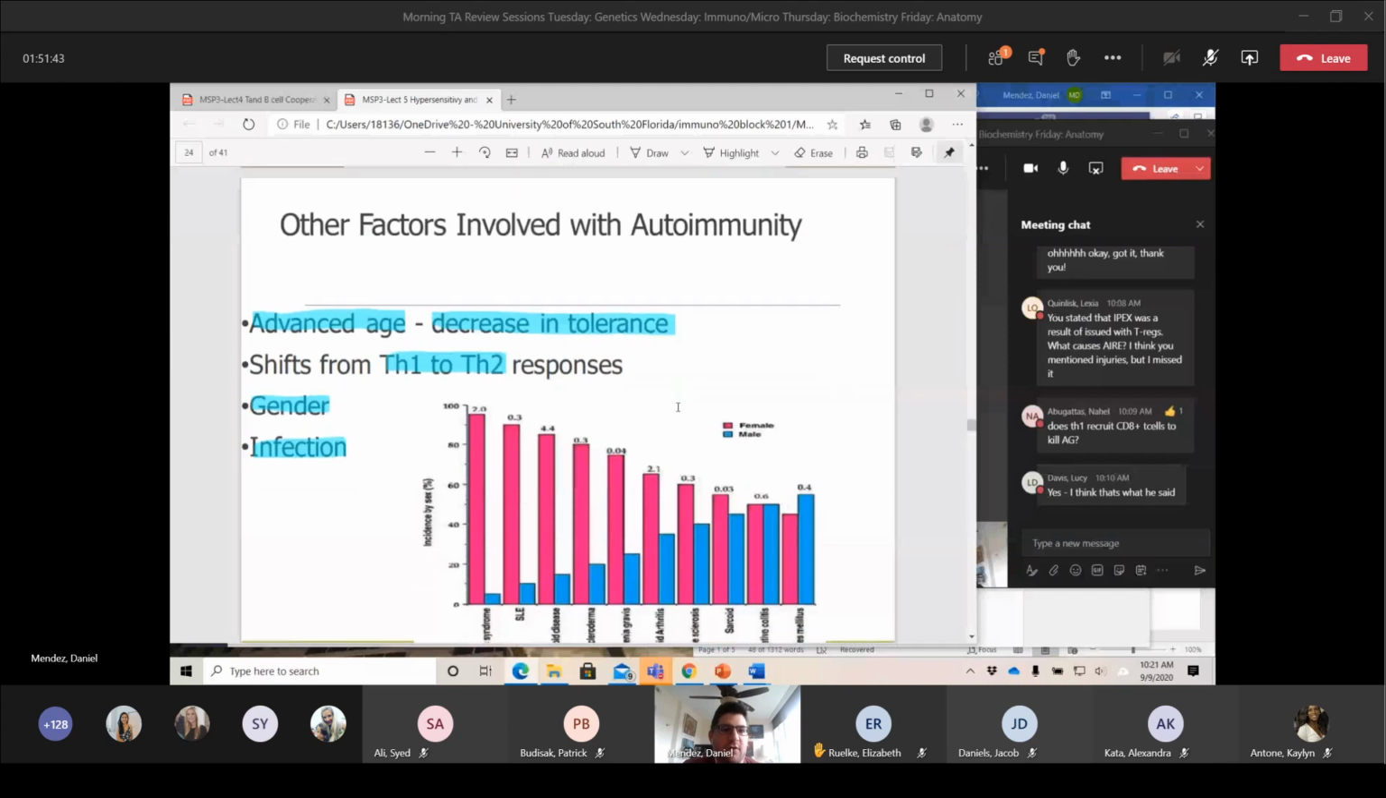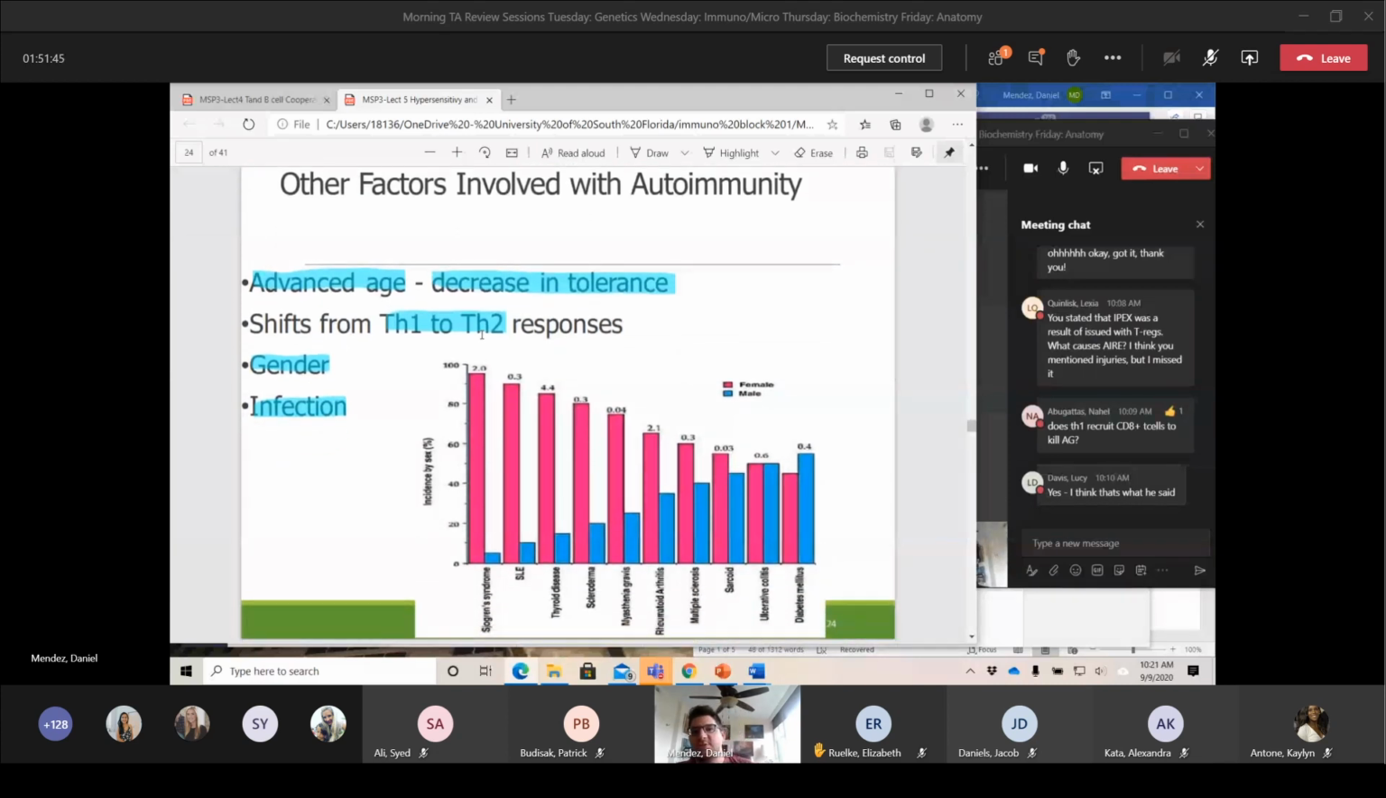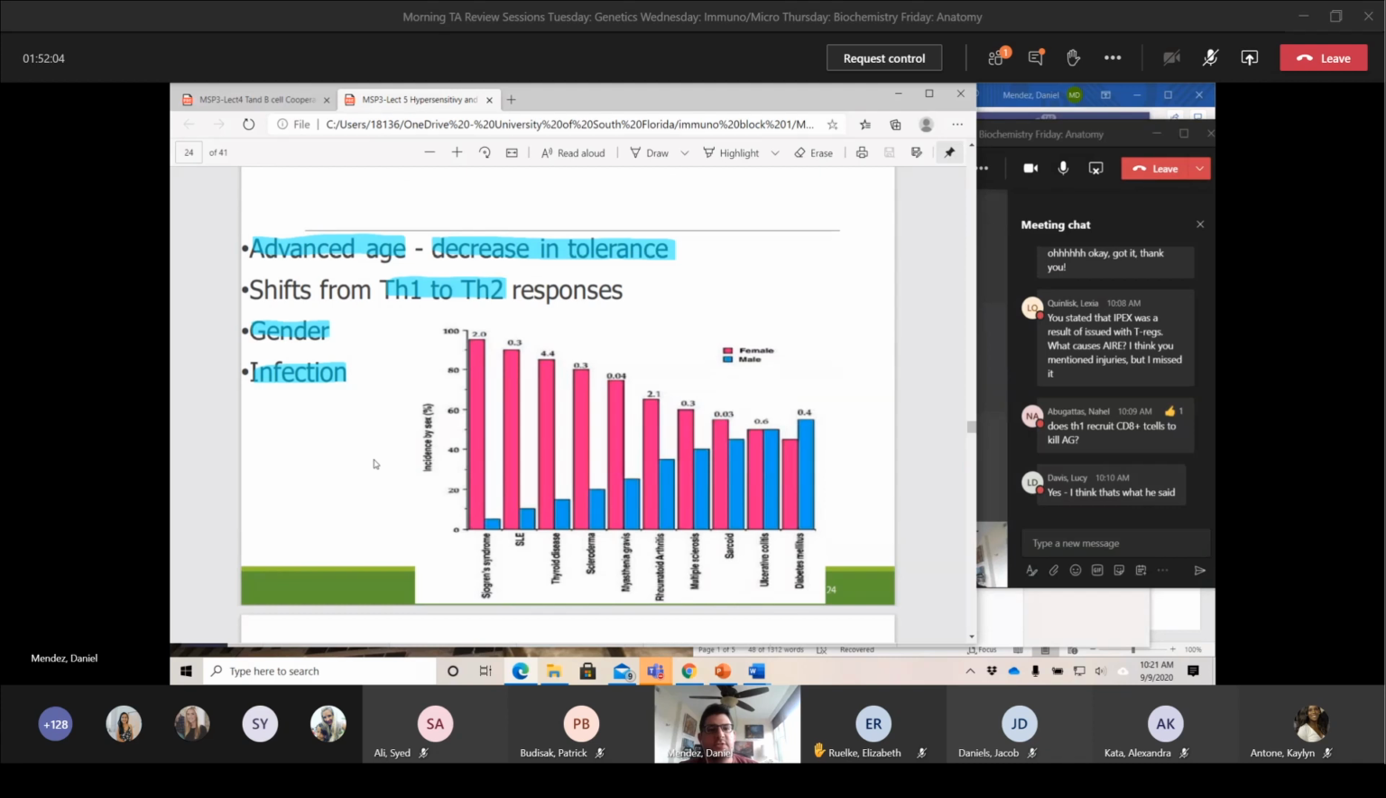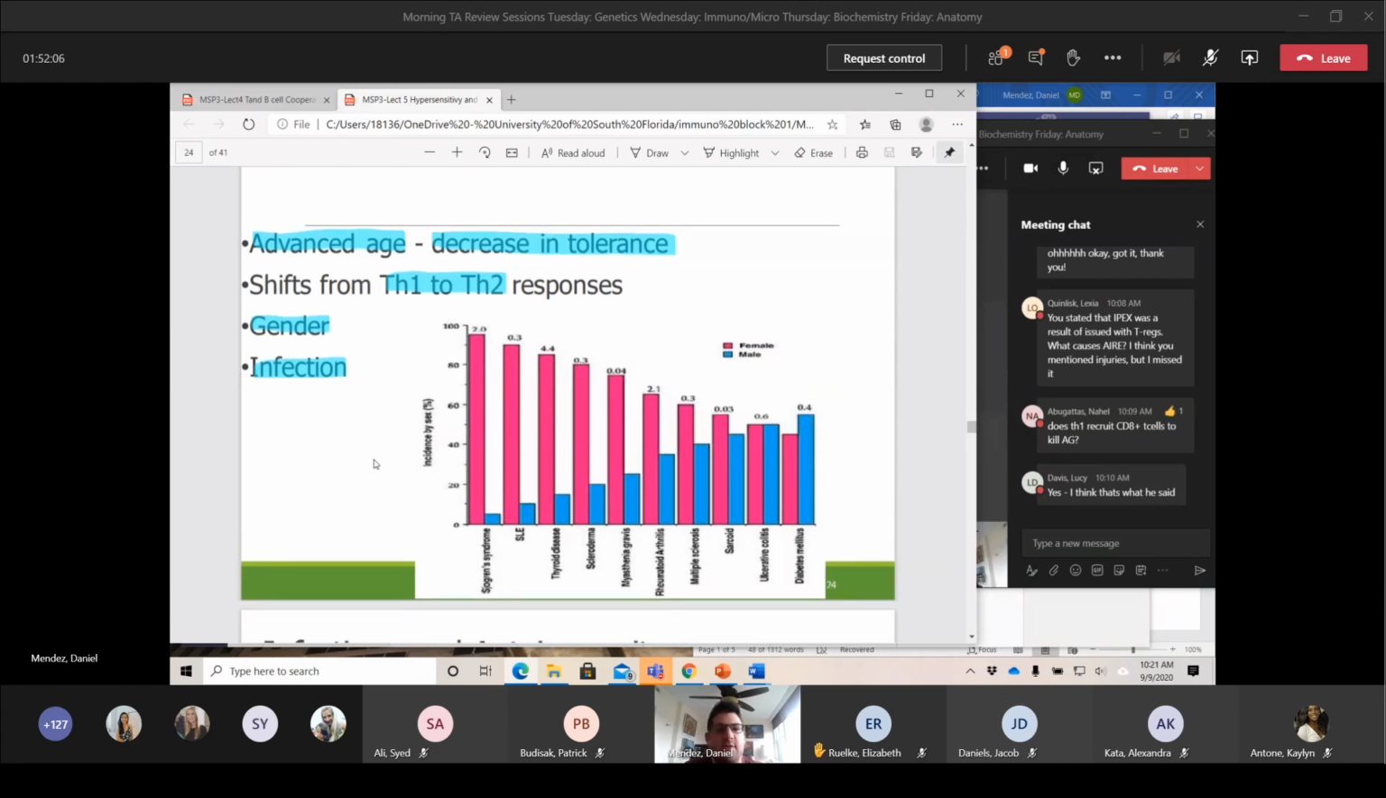So other factors involved, Th1 versus Th2 response. Like we said before, a greater Th2 response is going to be an increase in allergy. A greater Th1 response is going to be an increase in cytotoxic cells. We also see differences with gender. There are certain types that we see more in females than we do in males. And it's going to be an increased risk in infection with autoimmunity because your immune system is concentrating on yourself rather than foreign bodies.